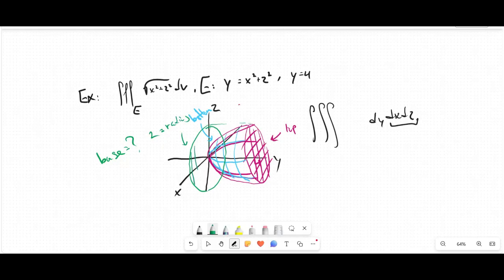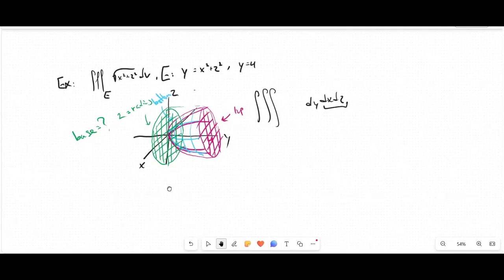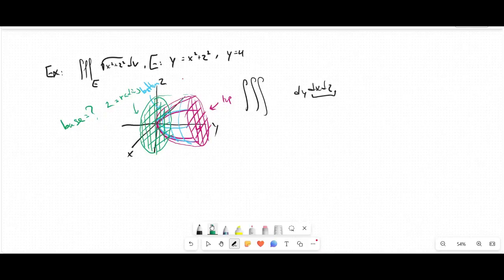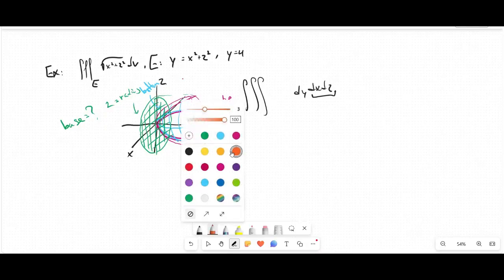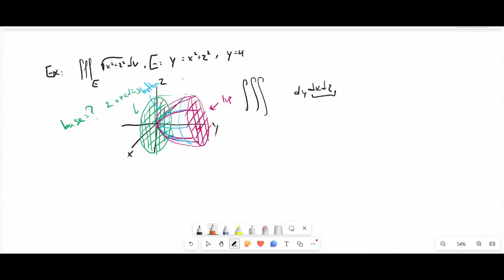We could attempt to set up bounds in x and z to represent that base. And we are not going to do that. Any idea what we're going to do? Polar coordinates. Polar coordinates in x and z. Okay, ready for this? Let's do x equals r cos theta. This is just for inspiration. z equals r sine theta. We don't actually need to write that out.